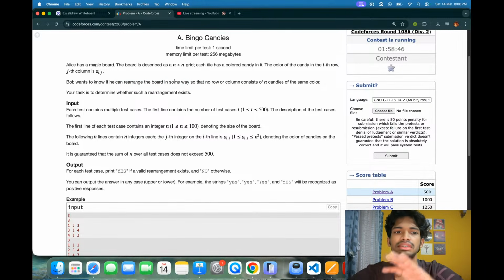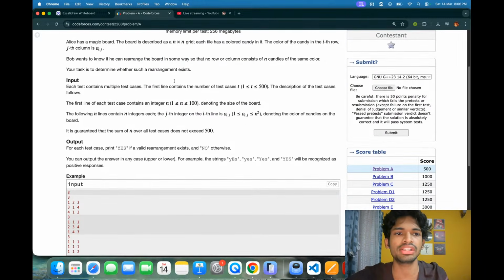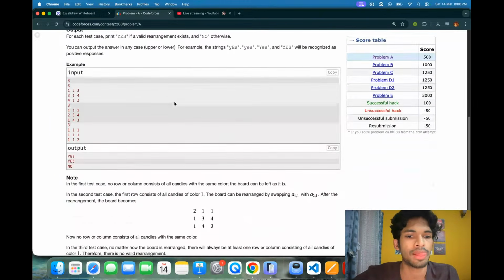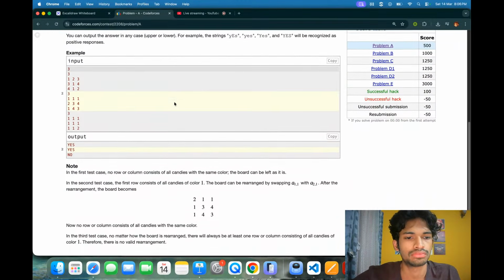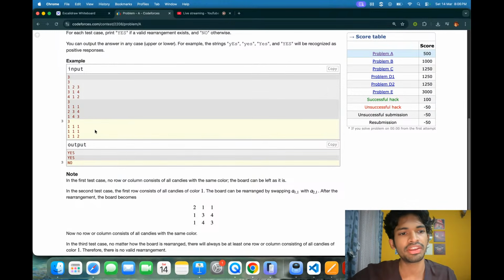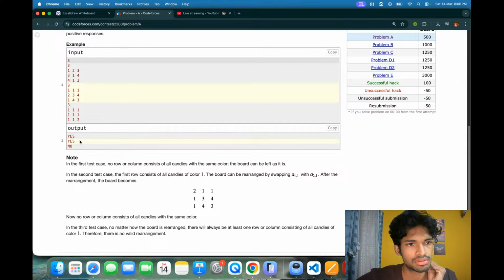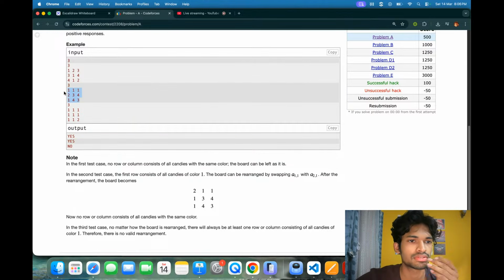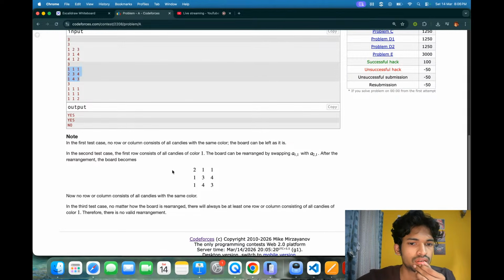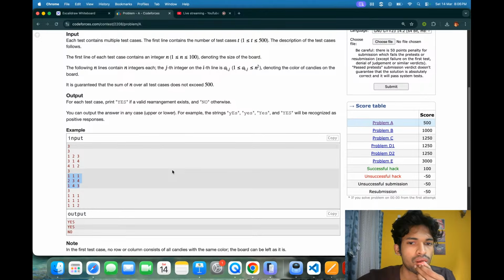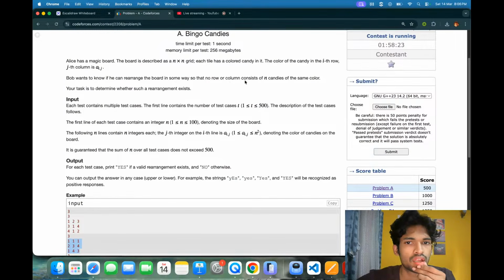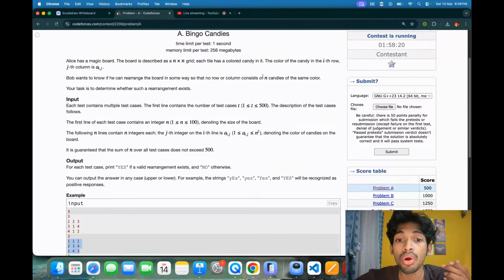What can he do? So rearrange is like anywhere possible. Rearrange need not be like swapping rows or swapping columns, right? So it's like frequency, it's just about frequency. One minute. How is this here then? Oh, consists of n candies of same color.